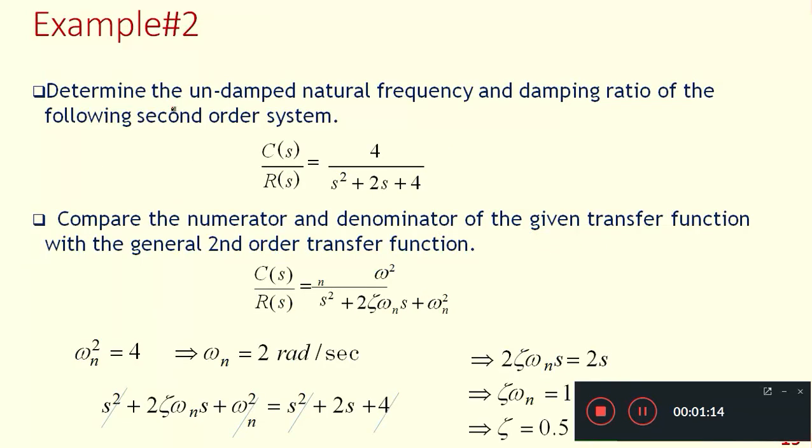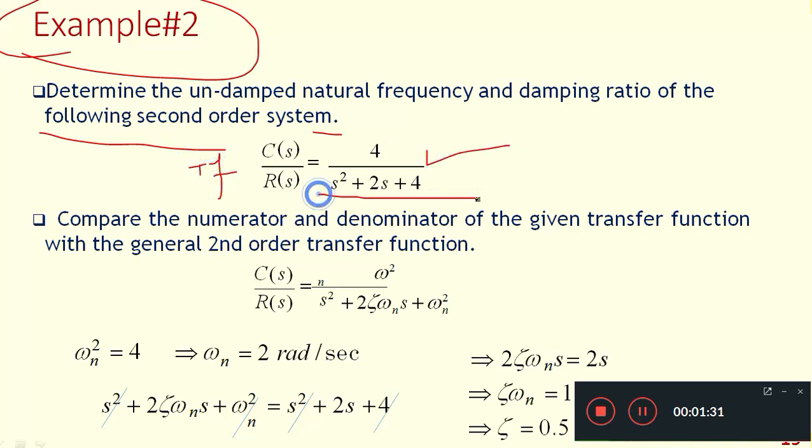Here we have to discuss examples on second order system. Determine the undamped natural frequency and damping ratio of the following second order system. The transfer function is given by C(s)/R(s) = 4 divided by s square plus 2s plus 4.